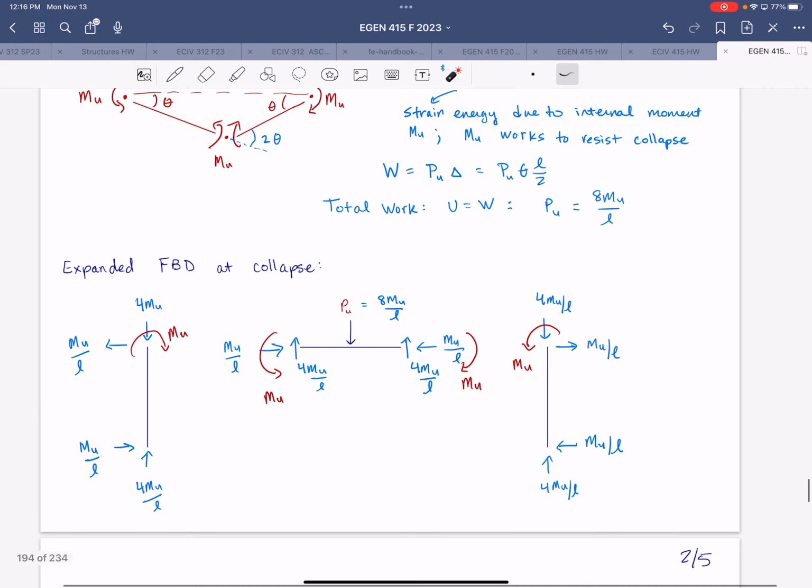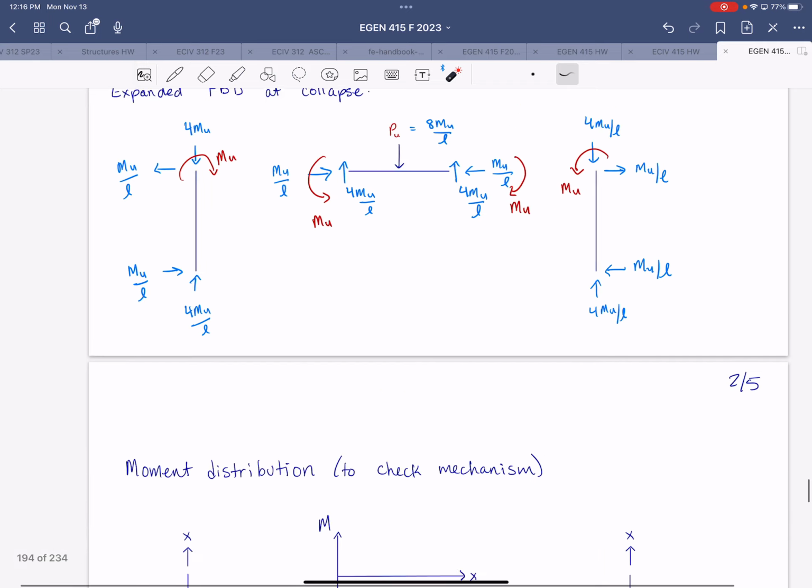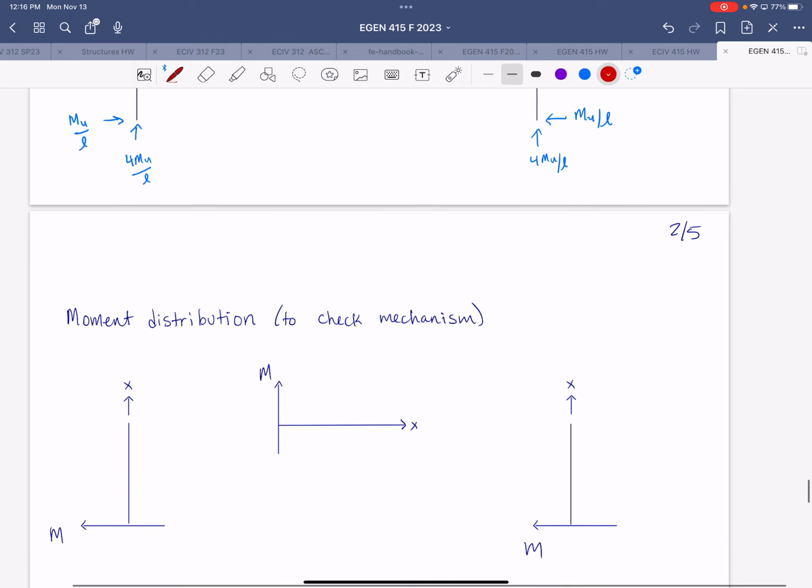So for purposes of drawing the moment diagram, we just need to separate the individual elements. And we know we have MU at those joints. So from that, and then knowing the vertical, we can just isolate this element to obtain this horizontal reaction. And then from there, we know this has to be the same, and then we can work that horizontal force through. All right, so now that we have the expanded free body diagram, we can go ahead and draw the moment distribution.